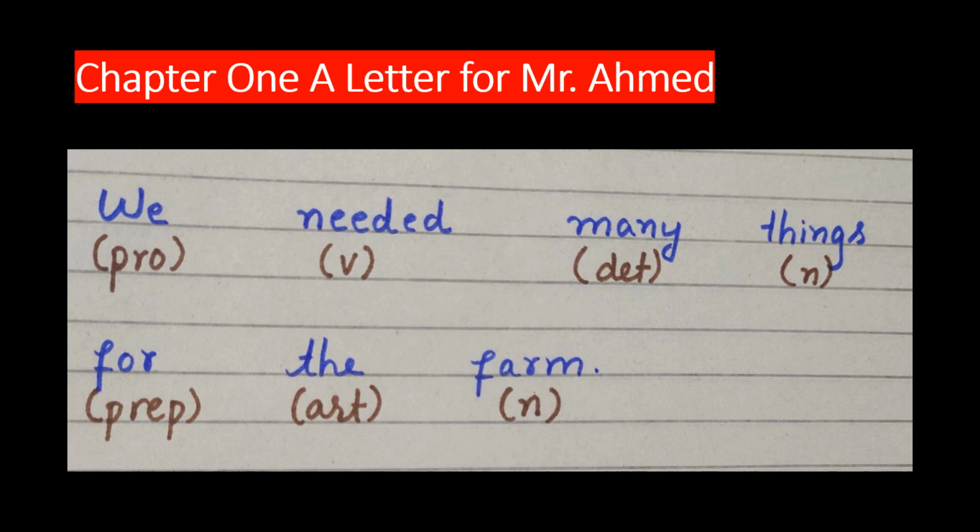We needed many things for the farm. We is the pronoun, needed is the verb, many is determiner, things is the common noun, for is the preposition, the is article, and farm is again a common noun.